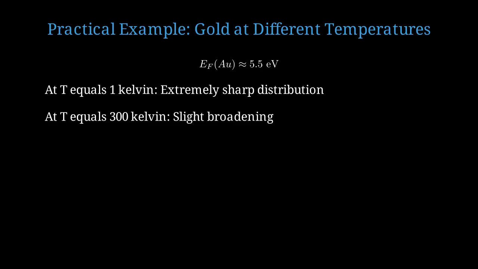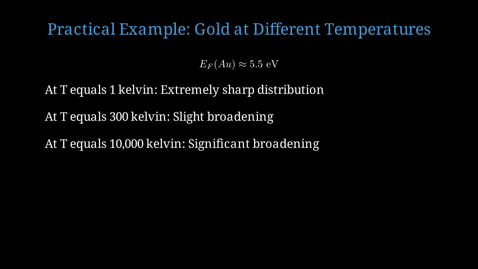There's slight broadening, but still only a tiny fraction of electrons near EF are affected. At 10,000 Kelvin, kBT is about 0.86 electron volts. Now there's significant broadening, and the electronic heat capacity becomes more substantial.